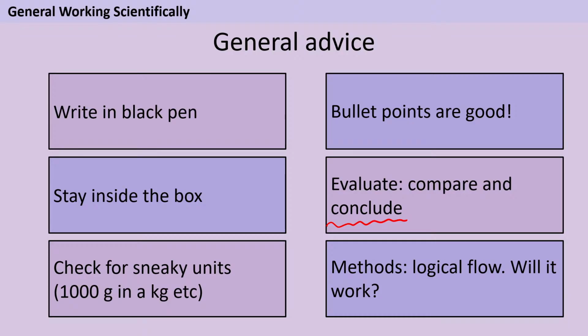Yeah, if you write a method, just make sure that it will actually answer the question. So I would say at the end of it, think about your variables. Have you changed your independent variable? Have you measured your dependent variable? And have you compared? Sorry, I just looked at the comments and someone was saying about comparisons. Have you controlled your control variables? Have you kept them the same?